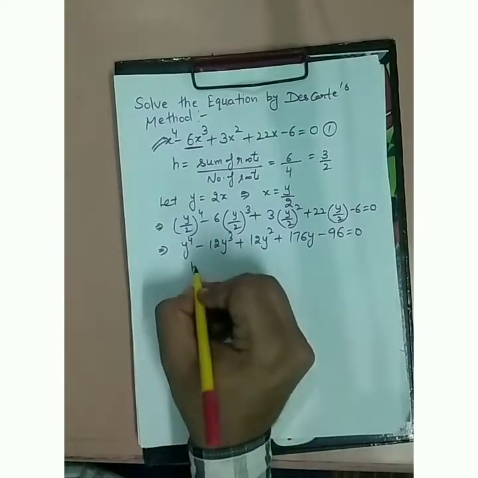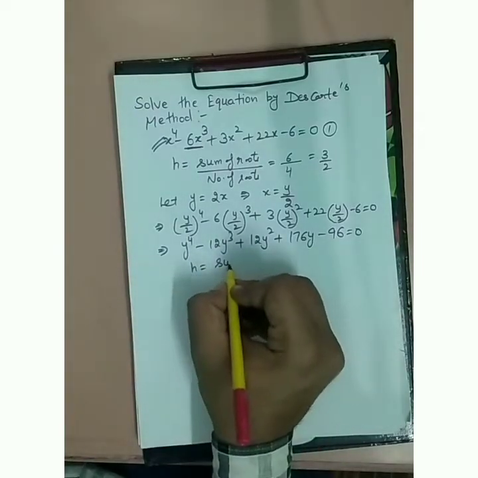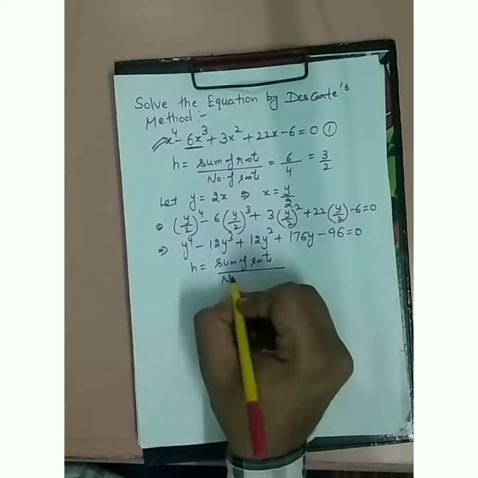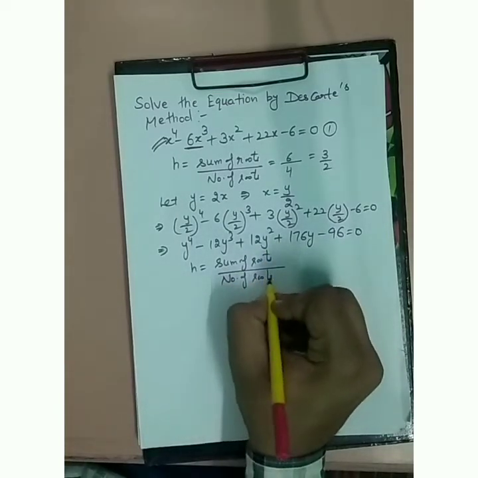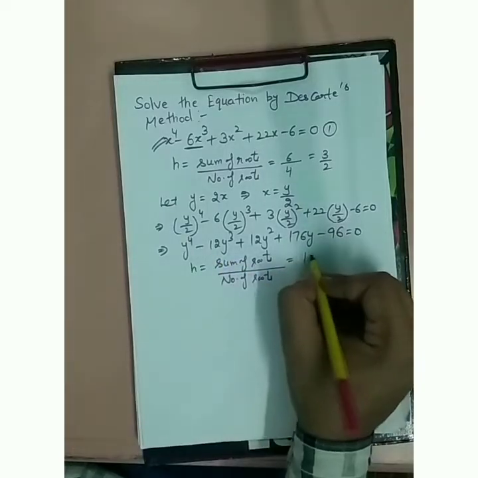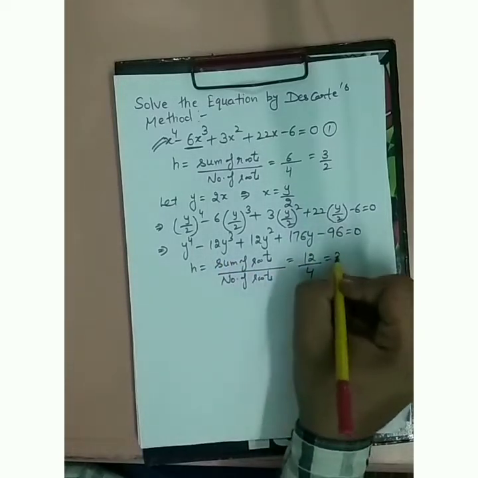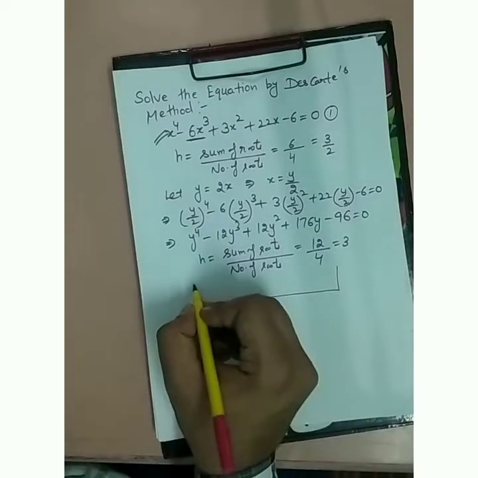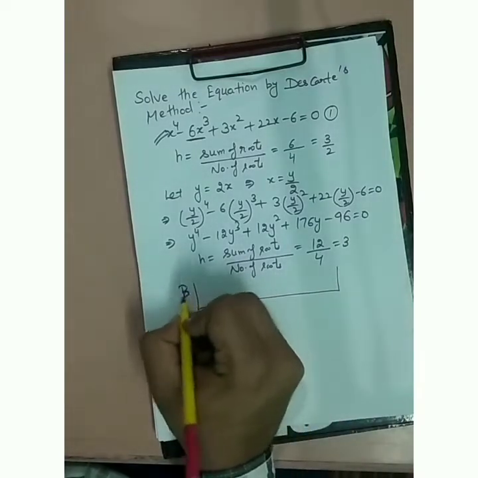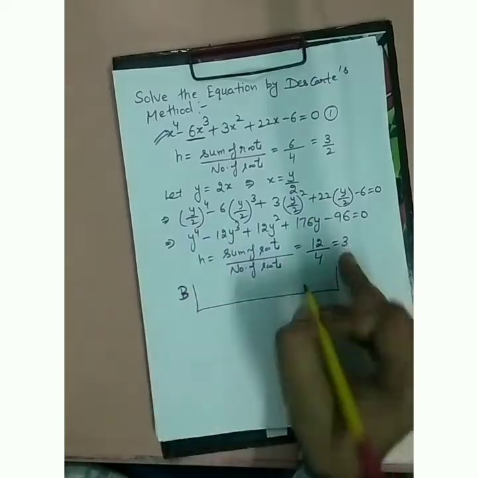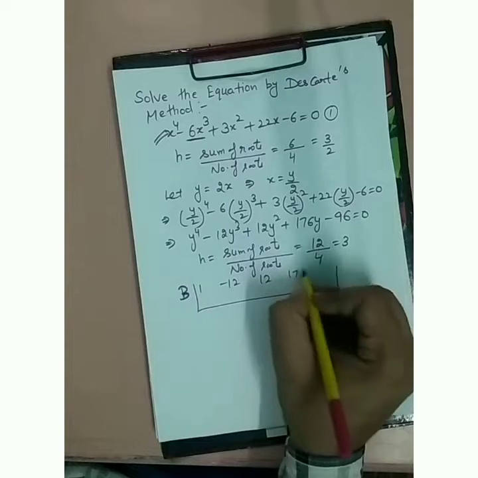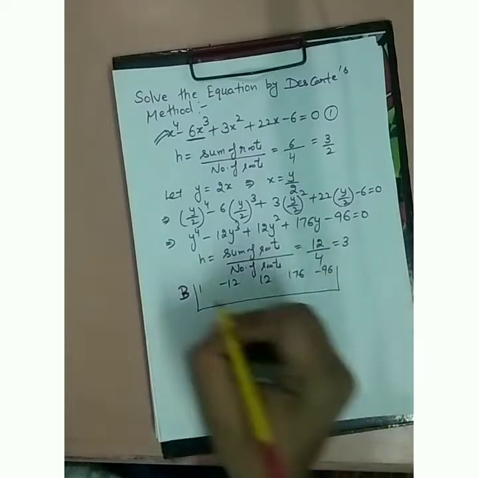Now again find h. What is h? h is equal to sum of roots upon number of roots, that is 12 upon 4, that is equal to 3. So now we have to find the equation whose roots are diminished by 3. Coefficients: 1, -12, 12, 176, -96.